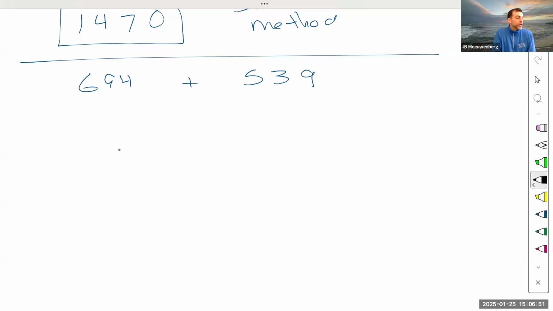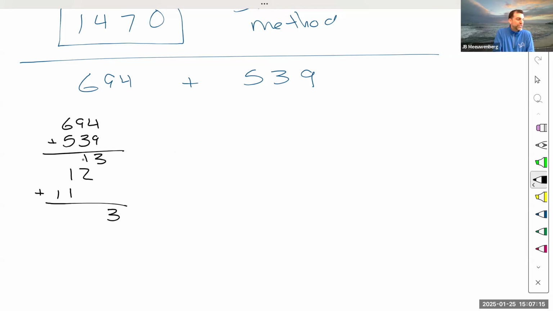I'll keep going. So again, if we're going to take 694 plus 539, one way you might do it, 4 plus 9 is 13. 9 plus 3 is 12. 6 plus 5 is 11. They're stacked like that. And then we add those partial sums to get 1,233. That's one way, right? We're not even doing any carrying up to the top. We're just writing each partial sum individually.